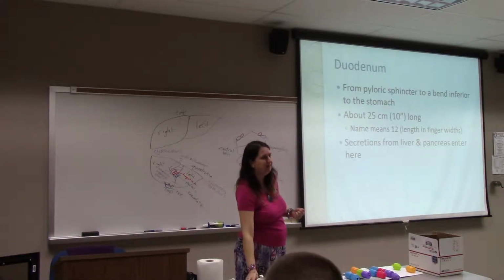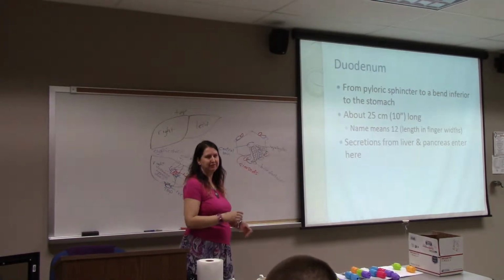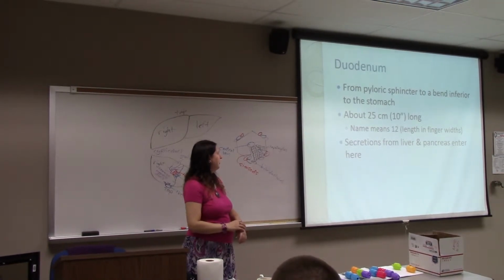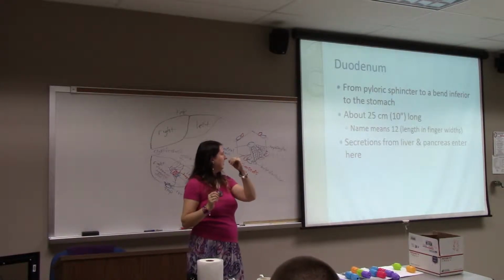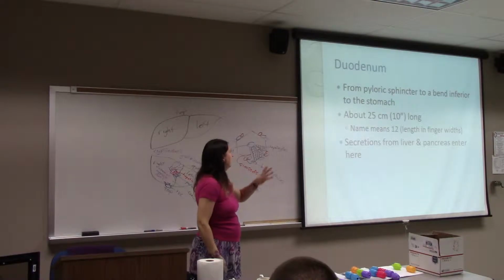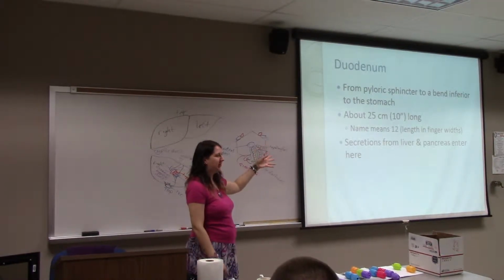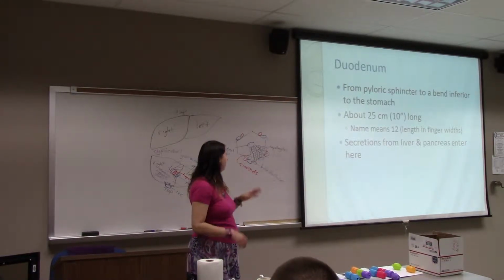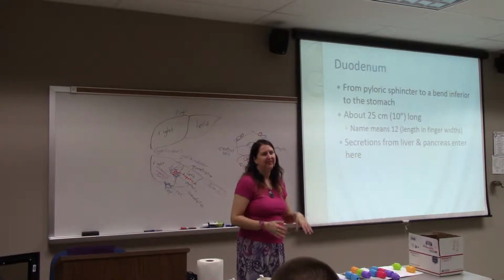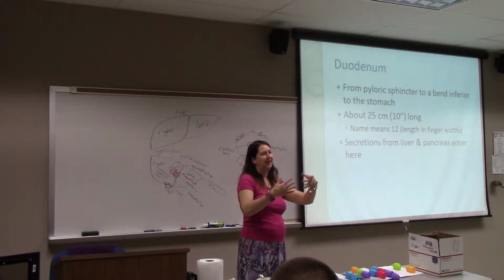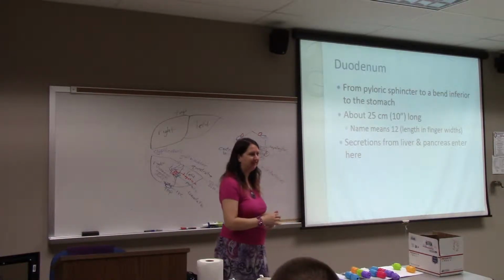So the duodenum is where the secretions from the pancreas and liver enter. It goes from the pyloric sphincter to a little bend inferior to the stomach. It's about 10 inches long or 25 centimeters. The name duodenum means 12. I'm not sure if that meant it was 12 finger widths long when they were first studying it, or after death in the cadavers it kind of relaxed and extended a little bit.